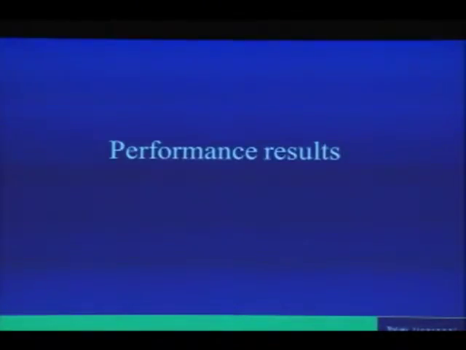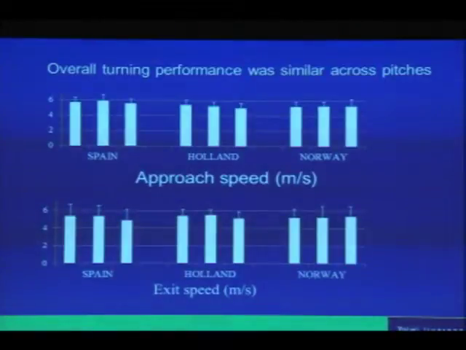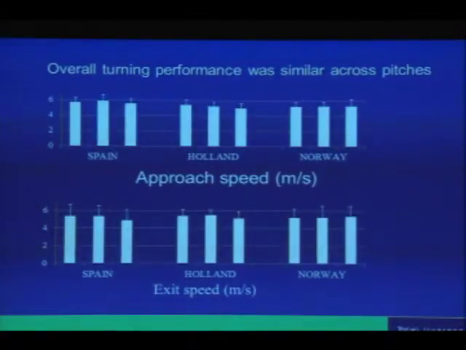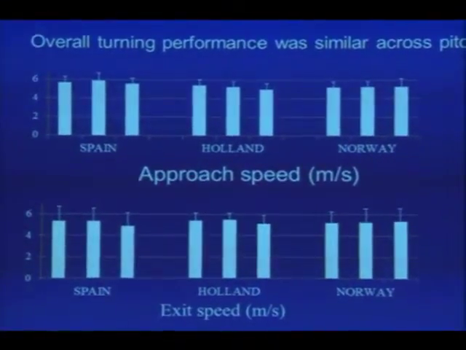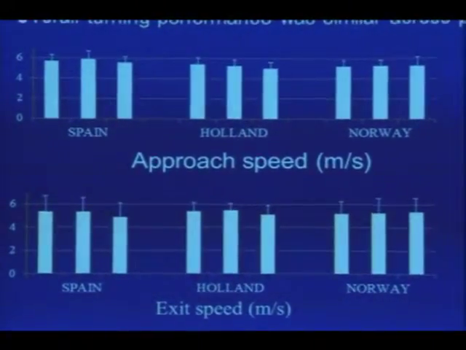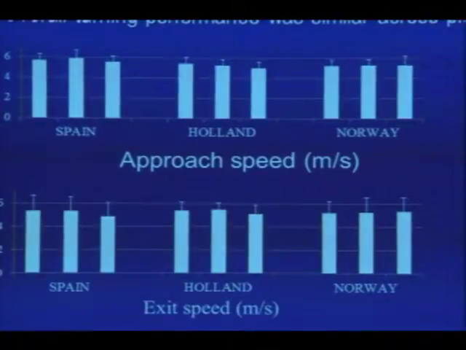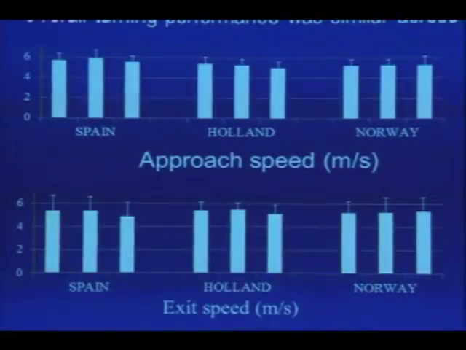And we can start to look at timings, performance variables, as well as some of the motions of the segments. What we found was that overall turning performance was in fact similar across all the pitch conditions. So there were individual differences, but as a group of 19 players, the performance levels were very similar, non-significantly different. The exit speeds were also non-significantly different.